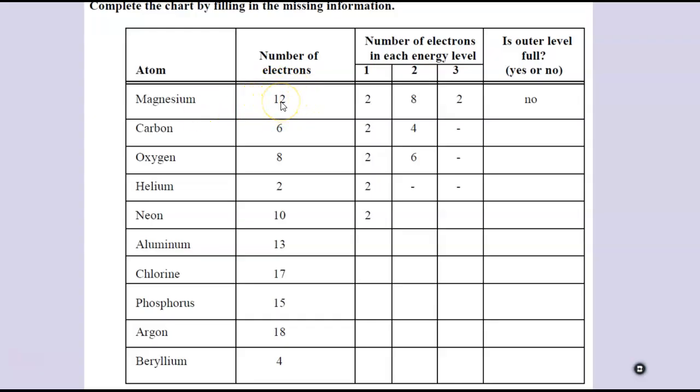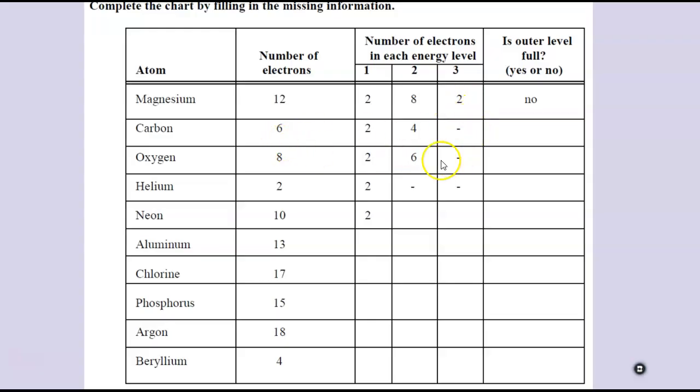So then all we're going to do is put the electrons in each energy level until we run out. So for the first energy level, we know that this whole column should always be 2 when we have more than 2 electrons. The next energy level we can fill all the way up to 8, but that only covers 10 electrons. So therefore, the last 2 goes in the third energy level. The last question asks you, is the energy level full? The answer to this, of course, is no, because this energy level doesn't have 8.